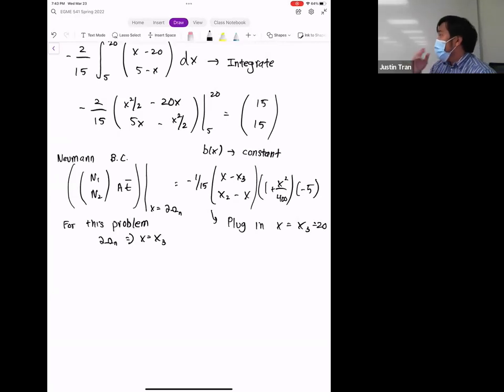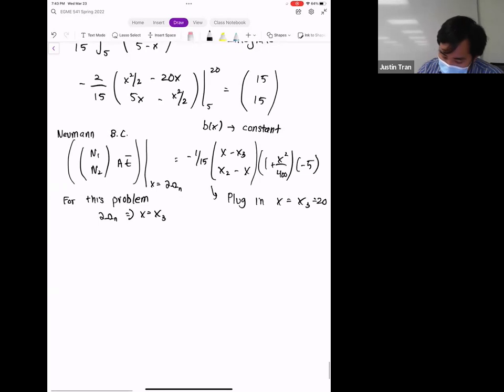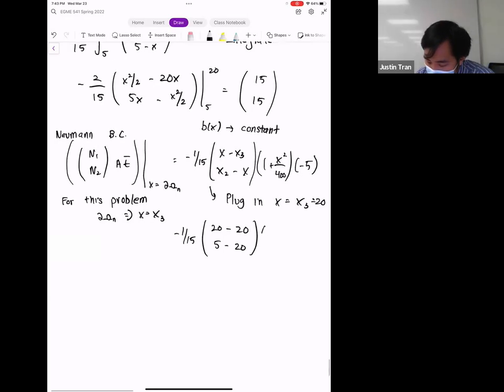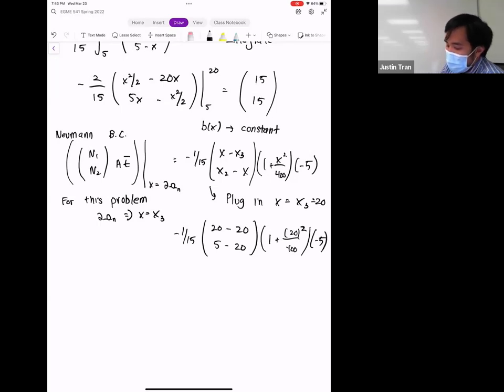All right, and so now let's take this expression, and everywhere that we see an x, let's plug in 20. And so we have a -1/15 times (20 minus x3, which is 20). Then we have a 5 for x2, and for x, we're going to plug in a 20. And then for the area, we have an x there, and so we're going to plug in 20 for x, divided by 400, multiplied by -5.